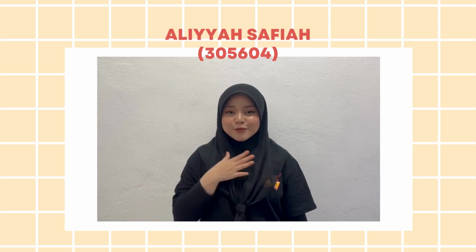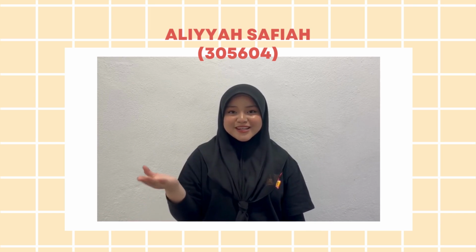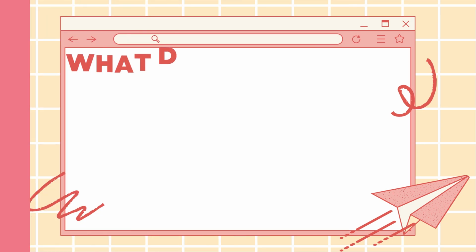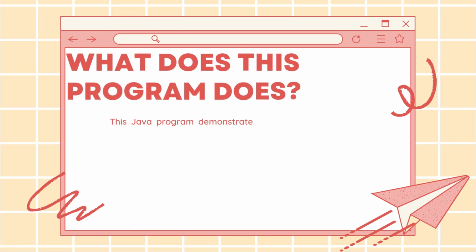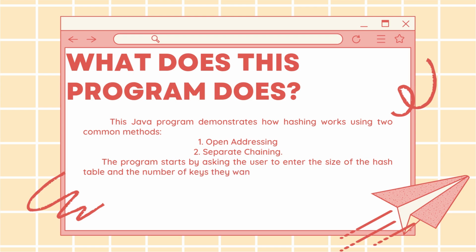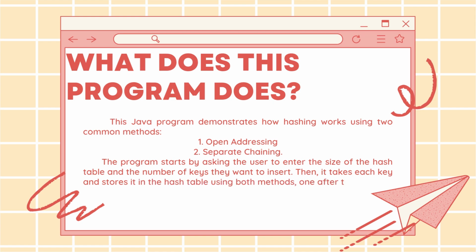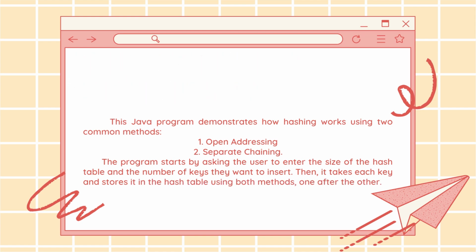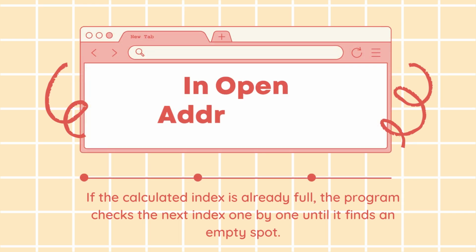So today I am going to explain what this program does. This Java program demonstrates how hashing works using two common methods, which are open addressing and separate chaining. The program starts by asking the user to enter the size of the hash table and the number of keys they want to insert. Then, it takes each key and stores it in the hash table using both methods, one after the other. The first method is open addressing.